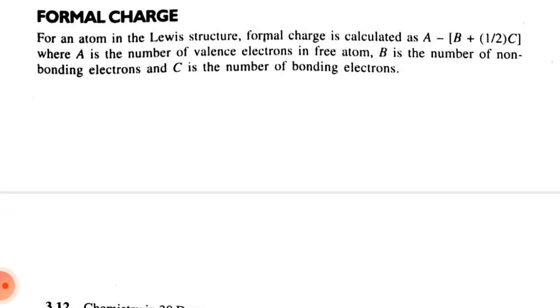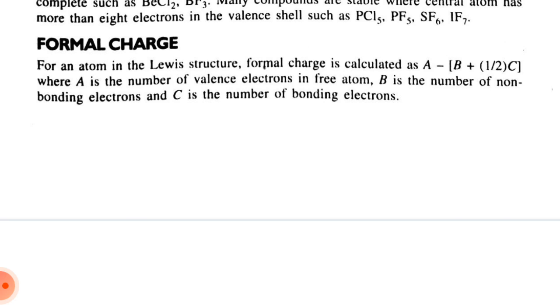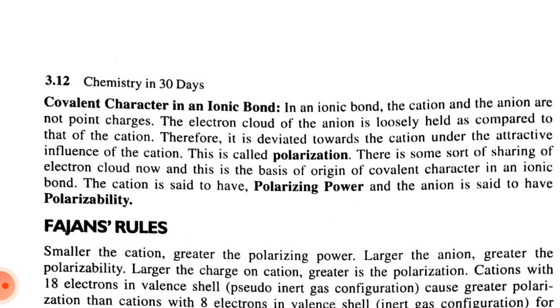Formal charge for an atom in the Lewis structure. Formal charge is calculated as A minus B minus half C, where A is the number of valence electrons in the free atom, B is the number of non-bonding electrons, and C is the number of bonding electrons.